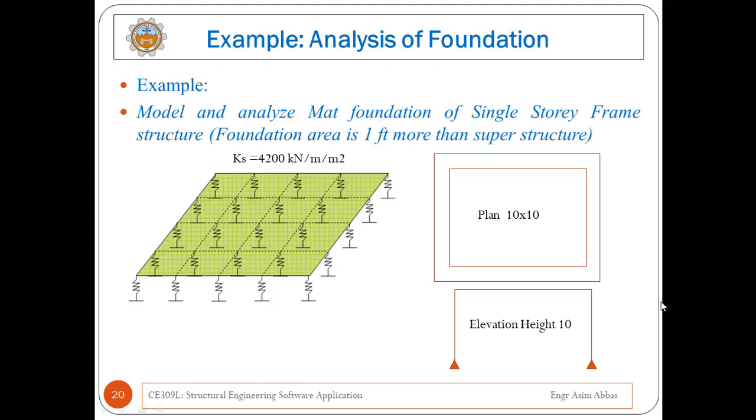Now analysis of foundation in ETABS. So I will consider the example given in this slide, and I will model a single story frame structure, and the foundation area is 1 foot more than the superstructure, and the KS value for the spring is 4200 kilonewton per meter square. The plan of the structure is 10 by 10 feet and the elevation is 10 feet, and the foundation will be 1 foot more than the plan.